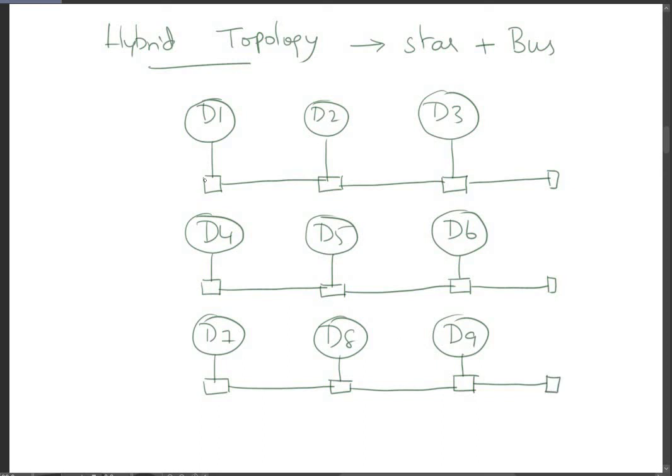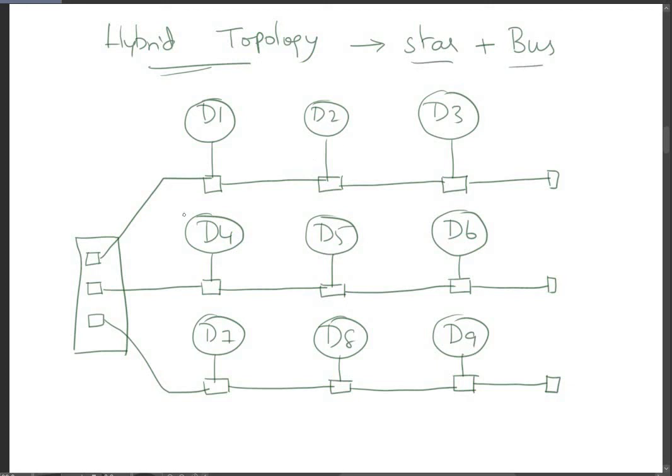Now on this side, these are connected to a central hub. So this is a hub. From here there is a connection to this point, from here to here and from here till here. So this is the physical structure of a hybrid topology. Here we have star connection plus the bus connection.